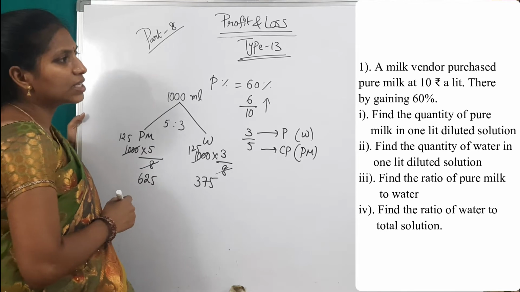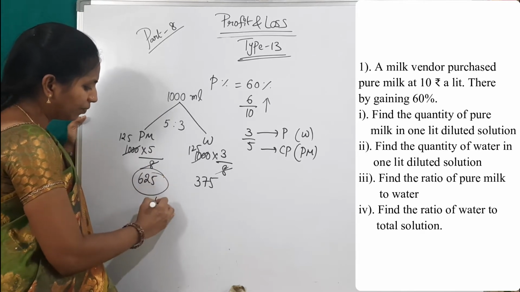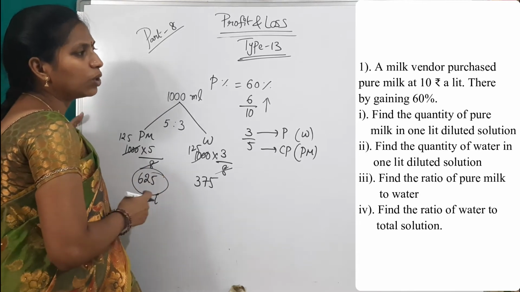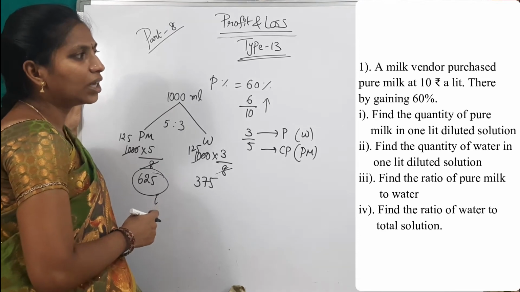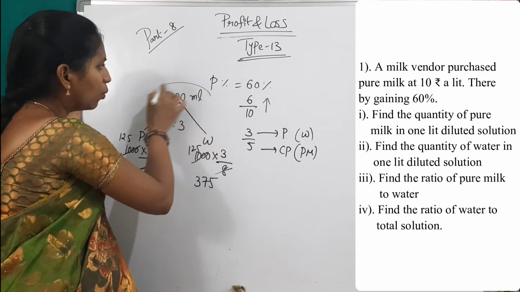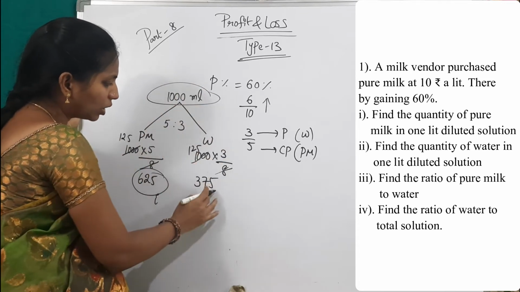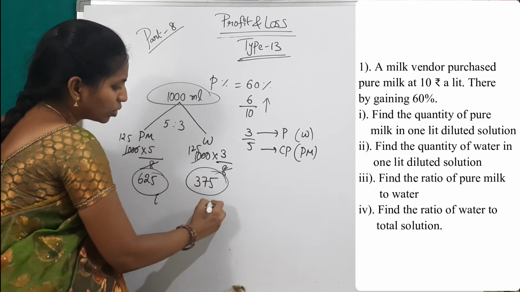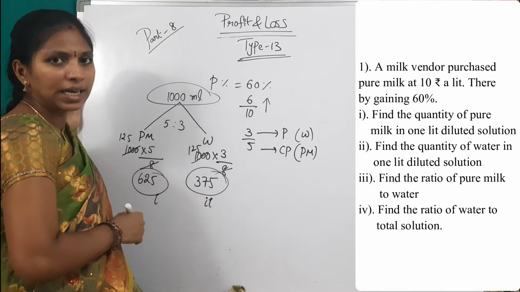First question answer is 625. And the second question: find the quantity of water in 1 liter diluted solution. In 1 liter diluted solution water is 375. So this is the answer for the second question.